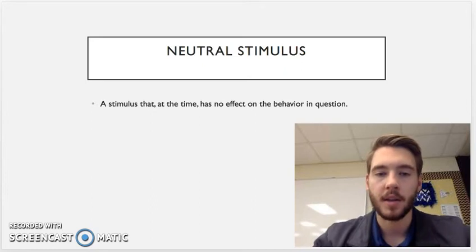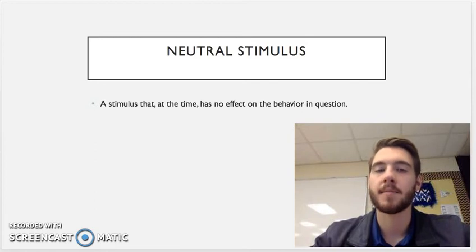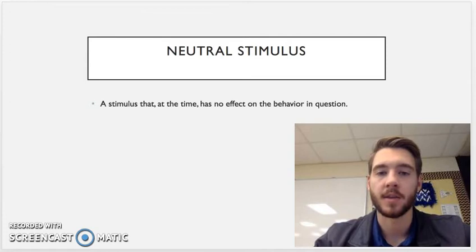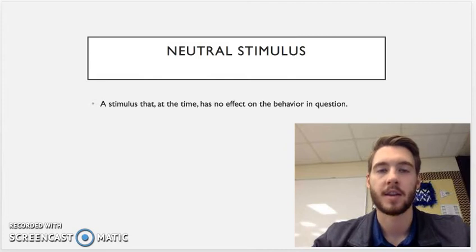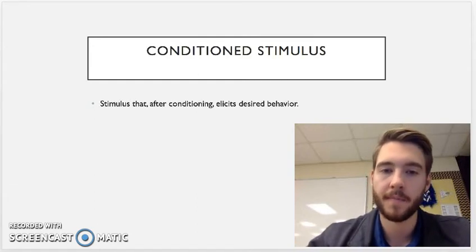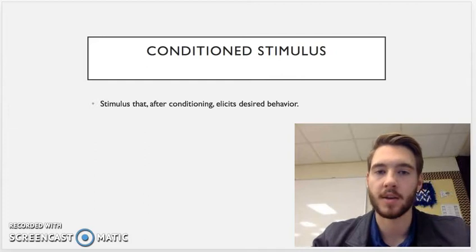Neutral stimulus. A neutral stimulus would be anything that, at the time before you start the conditioning, has no effect on the behavior in question, like the salivating. That's the behavior in question, and prior to conditioning, the bell in Pavlov's experiment doesn't have any effect on salivation whatsoever. But it does when you pair the neutral stimulus with the unconditioned stimulus.